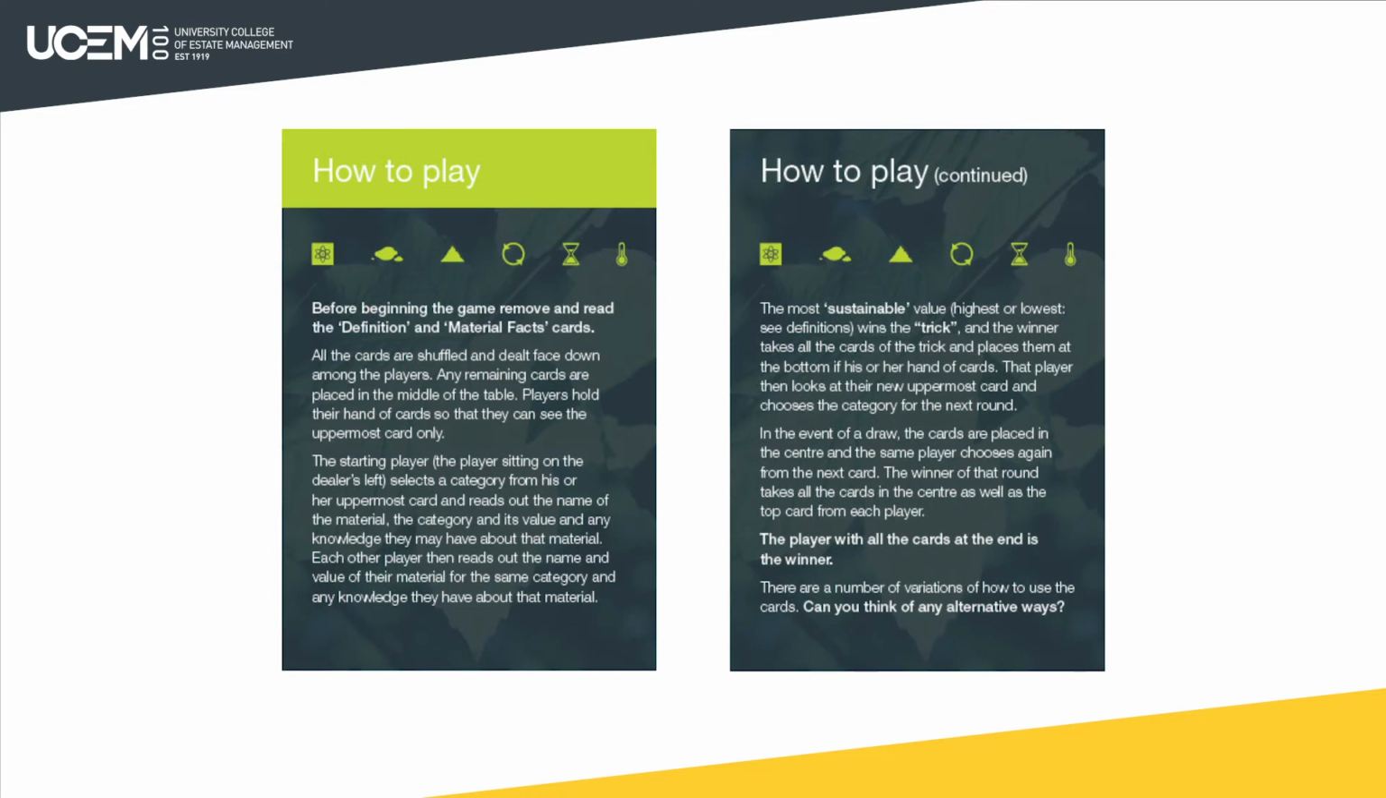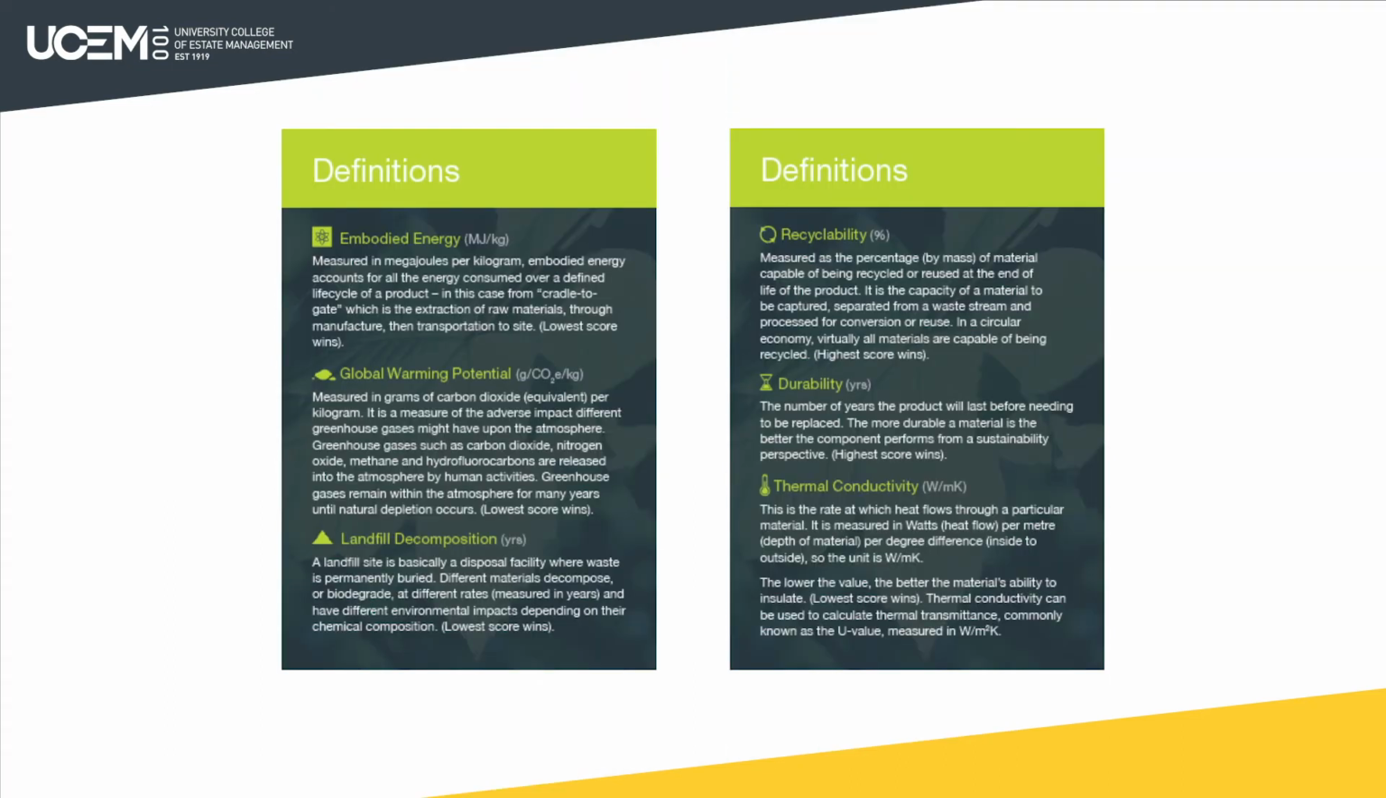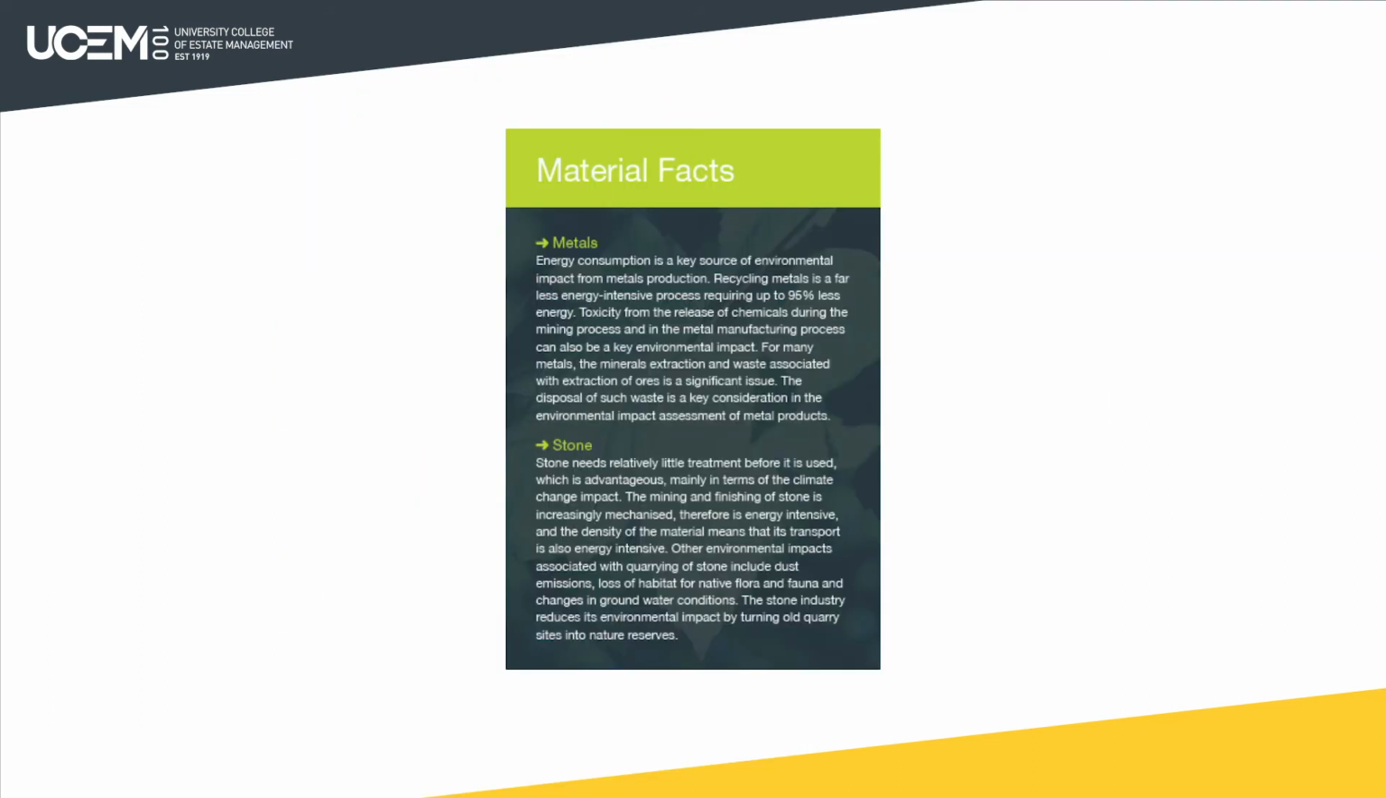Some of the supplementary cards give additional information that need to be read prior to playing the game, such as how to play the game and definitions for the sustainability criteria, including units of measurement. These are embodied energy, global warming potential, landfill decomposition, recyclability, durability, and thermal conductivity. Understanding these definitions adds depth of knowledge and understanding to the game. There are also supplementary cards called material facts cards, which give further information about the environmental impact of key construction materials, which, if used beforehand, can add depth to playing the game, or can be the basis of follow-up activities to embed learning.